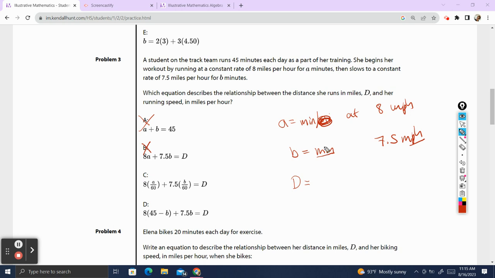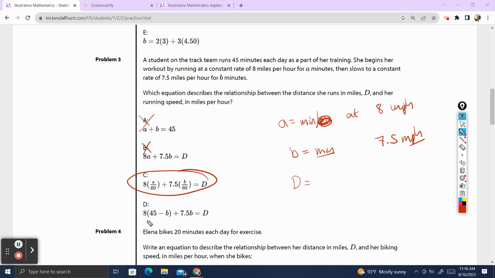Now to convert our minutes to hours, we're just going to put it over 60. So to have our minutes in hours, we're going to put A over 60. That's going to be the fraction of the hour that she's actually running. So now here, 8 miles per hour for A over 60 hours plus 7.5 miles per hour for B over 60 hours is equal to D, which gets us our correct answer. So you have to be careful, especially when you're doing rates, that your units are always matching up.